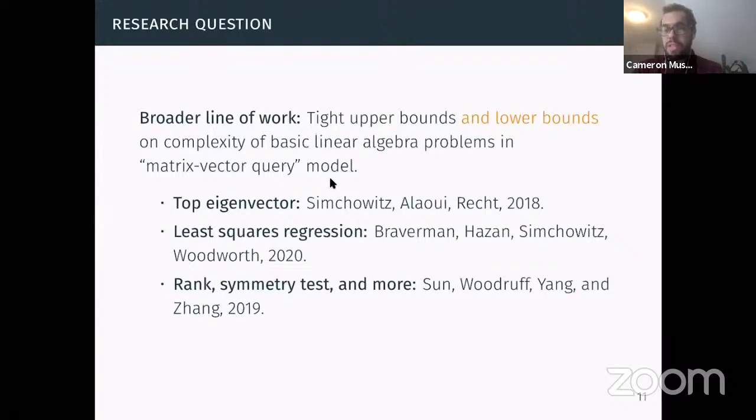eigenvector. In this model, there's been work showing optimality of solving least squares regression problems, so basically approximating linear system solves. And then there's been work showing lower bounds for things like testing the rank of a matrix, testing if a matrix is symmetric, and all sorts of other testing problems, assuming access to that matrix via matrix vector multiplication queries.